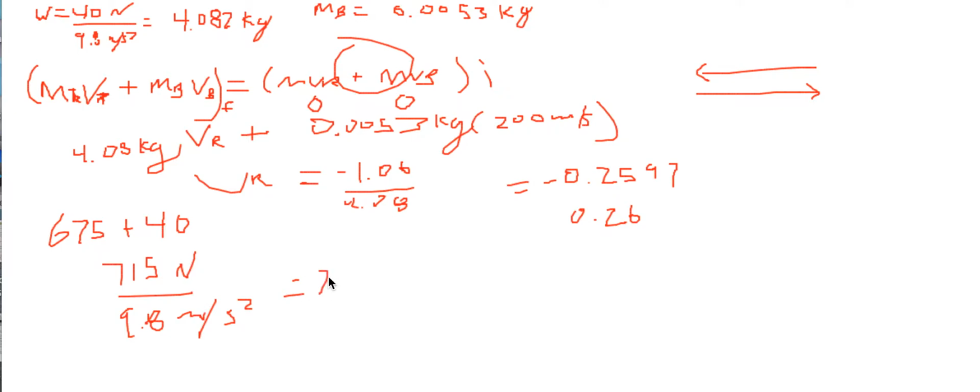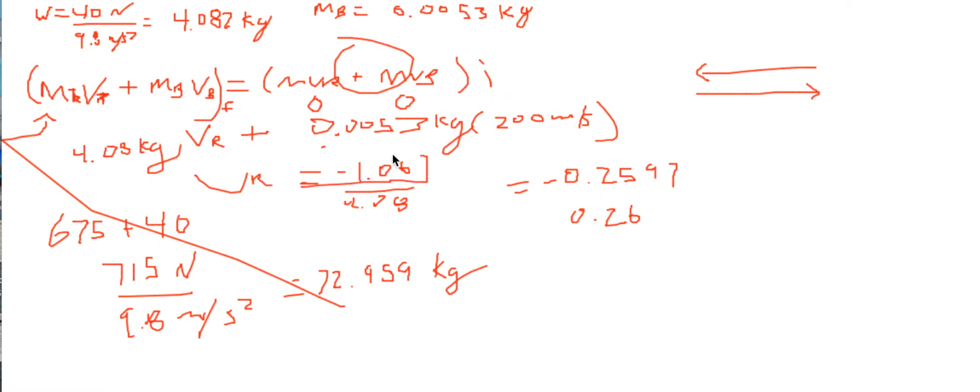We get 72.959 kilograms. So we're going to take this and plug this into this equation right here. And we're going to use this same value right here, so we can just bump that up and solve. So we have negative 1.06 divided by 72.959.